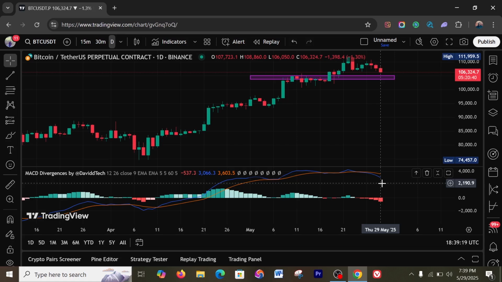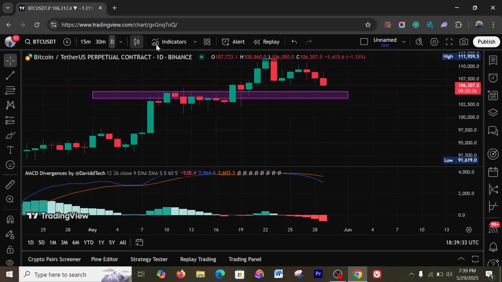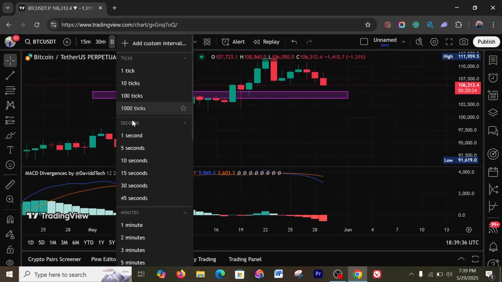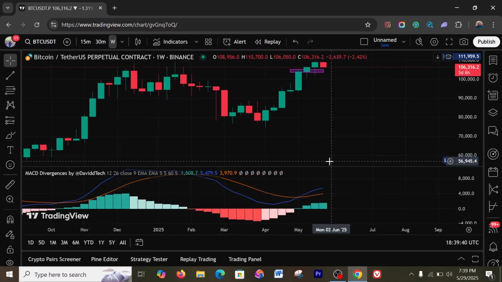I would normally always say this, that the MACD is one of the most beautiful concepts or indicators that was created, especially the histogram. So it tells you who's in charge, and you could see that the bears are in charge.